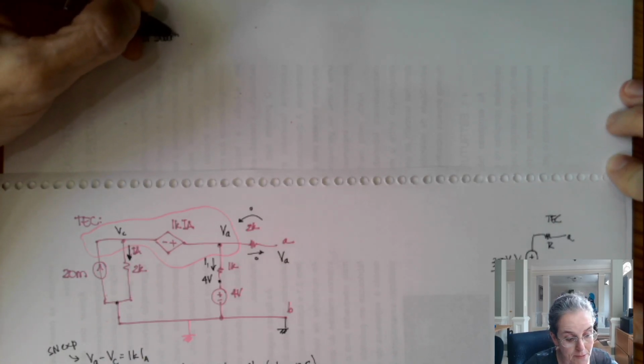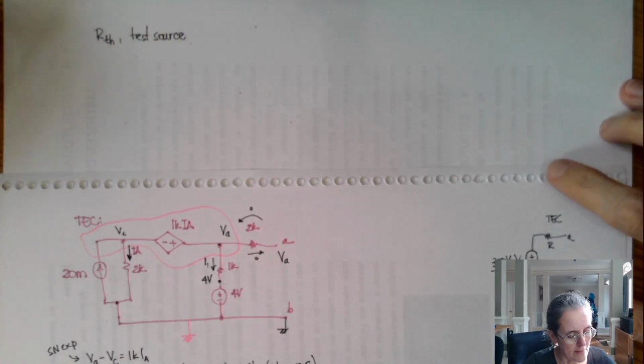Okay, so now I'm gonna find the Rthevenin, and I need to choose the test source method. It is a requirement of this class that you learn this. It's an outcome. And steps 1 and 2, I'm gonna do in one step only. I'm gonna turn off these two independent power supplies, and I'm gonna add a test source to that one.